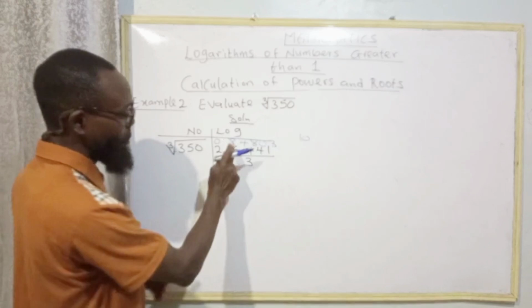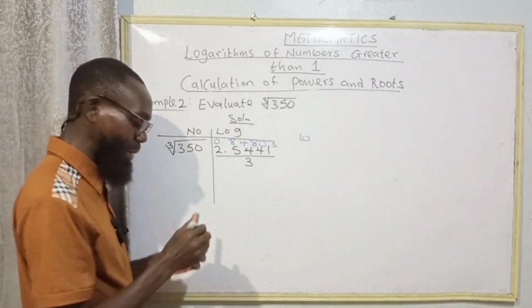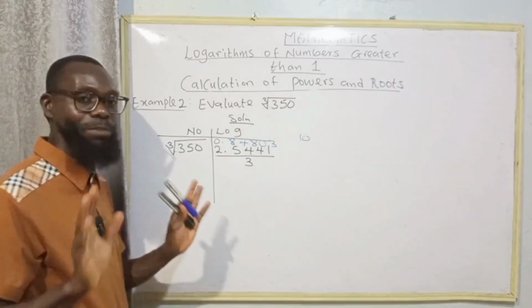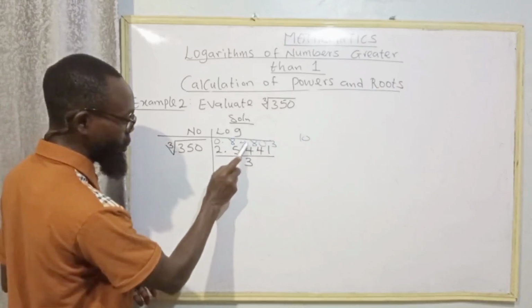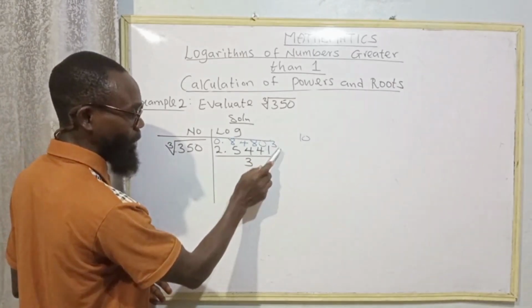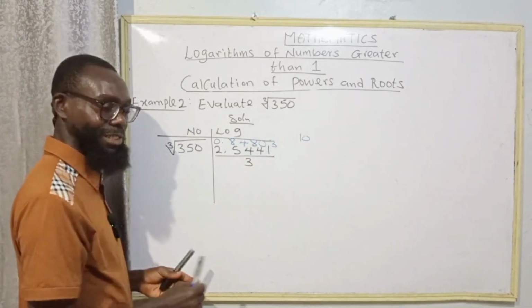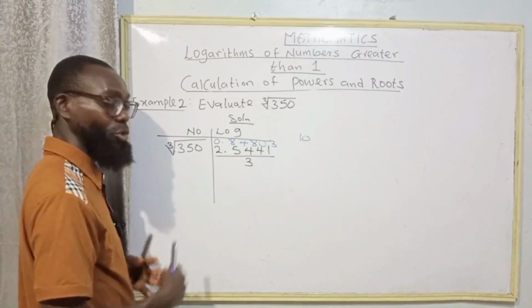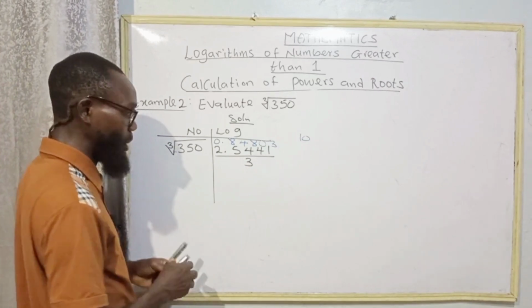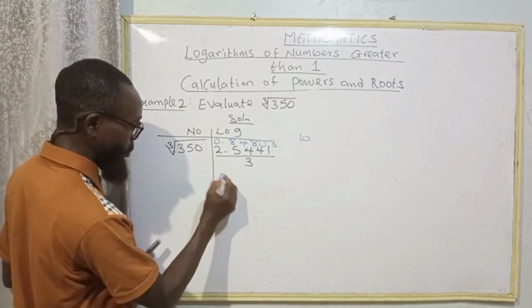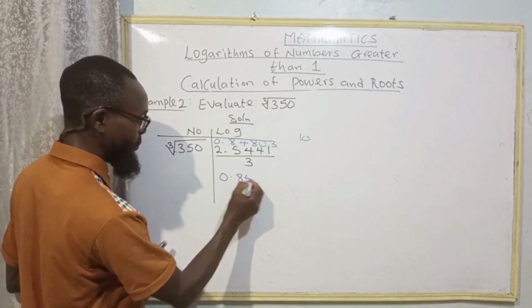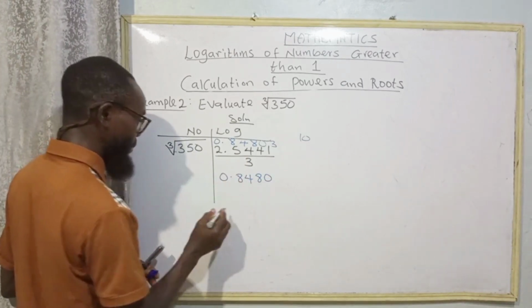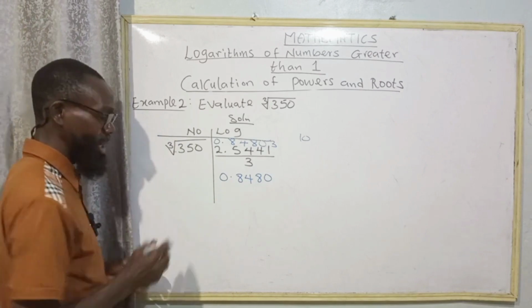When it gets to 5 decimal places, you stop. Now, we only need 4 decimal places. We have 1, 2, 3, 4. At the back of this 0, what do we have? 3. 3 is a number that is not up to 5. Any number from 1 to 4, you round down to 0. So we have 0.8480.